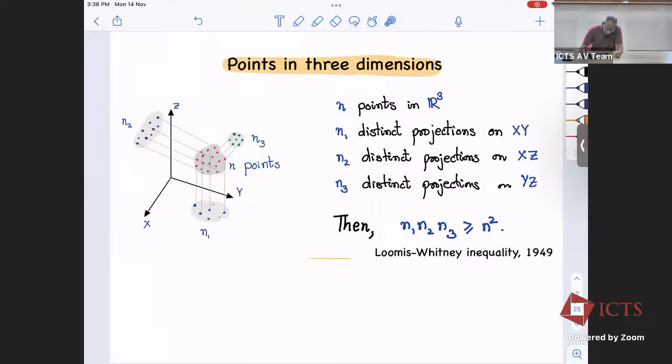Okay, so we have some points in three dimensions, n of them. And when we project them down, we get n1 points. So why do we not get all n points? Because some of them are located one on top of the other. So when they project, we get only n1 distinct projections on the xy plane. And when we project in this direction, we get n2. And when we project in this direction, we get n3. And the Loomis-Whitney inequality says that n1 times n2 times n3 is always at least n squared. Here n was the number of points, and n1, n2, and n3 were the number of points created in these three projections. So n1 times n2 times n3 is at least n squared.